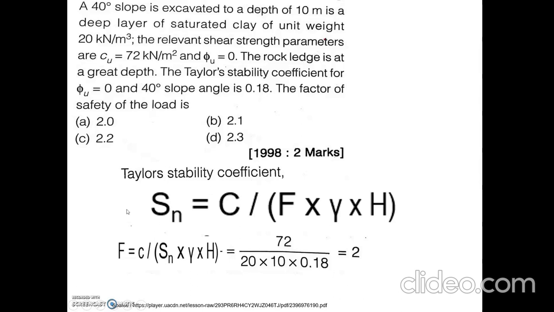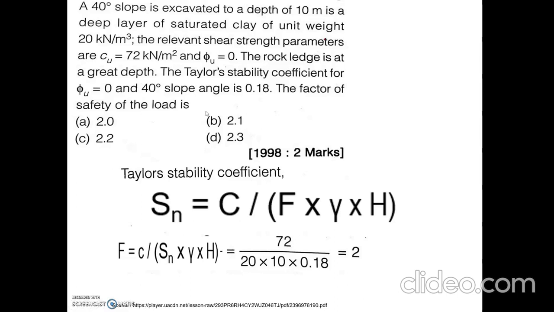We know the equation to find stability number, that is Sn equal to C divided by F into gamma into H. Now in the problem we are asked to find the factor of safety F. So F will be equal to C divided by Sn into gamma into H.